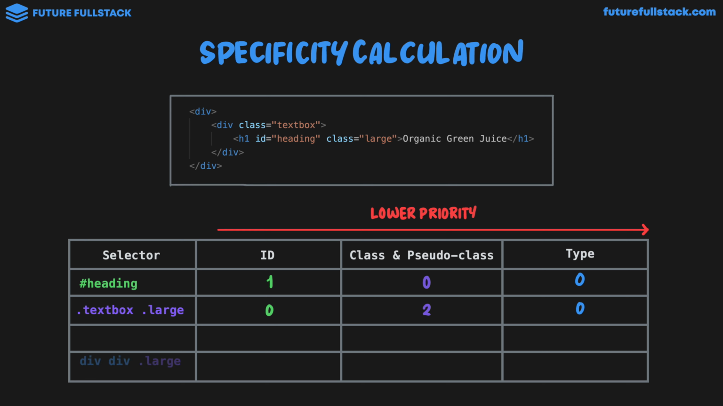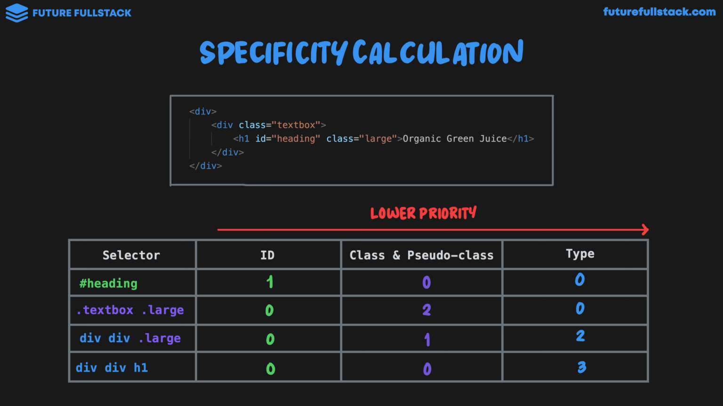The next CSS rule looked like this. There are no ID selectors, so this gets 0 points. There is one class selector being used, large, so this gets 1 point. And there are 2 type selectors, the 2 divs, so this gets 2 points. The last rule looked like this. In this case, there are no IDs being used, so the ID column gets 0. There are no class and pseudoclasses being used, so we give 0 here. And there are 3 type selectors being used, div, div, and h1. So the type column gets 3 points.